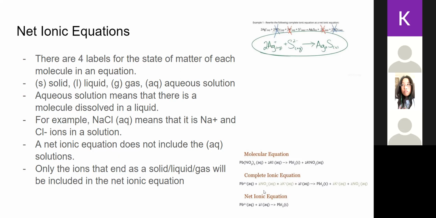You really only need the parts that add up to either a solid, liquid, or gas in the product side. So when you look from the complete ionic equation to the net ionic equation, you realize the only things you have left are Pb2+, 2I-, and then a PbI2 solid. So that's all you need for the net ionic equation. As for why we need net ionic equations, we'll be going over that next.